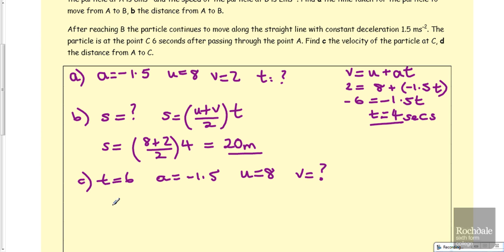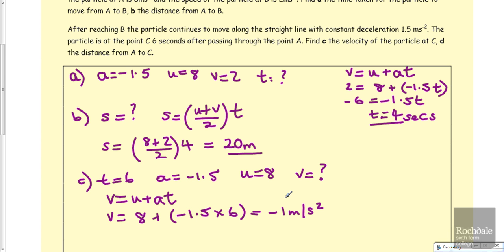Same again, look at the quantities. I would use v = u + at. So v is 8 plus minus 1.5 times 6. And working that out, I think gives us an answer of minus 1.